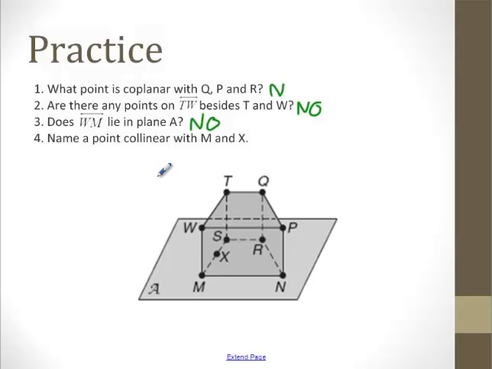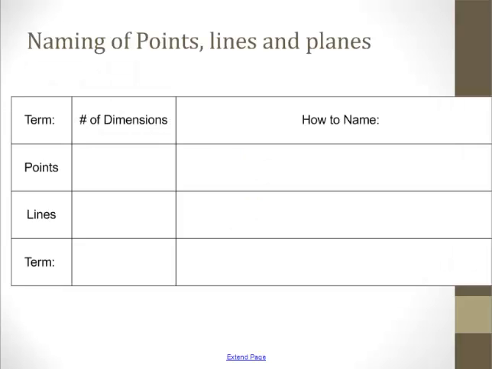Name a point collinear with M and X. Well, to find a point collinear with M and X, we want to draw a line through M and X. When we do that, S is the one that's collinear. Oops, that's another line. Let's get the pen back. There we go. S.